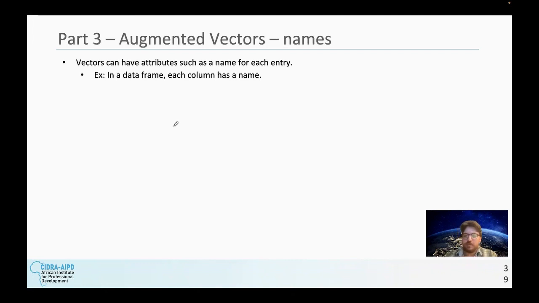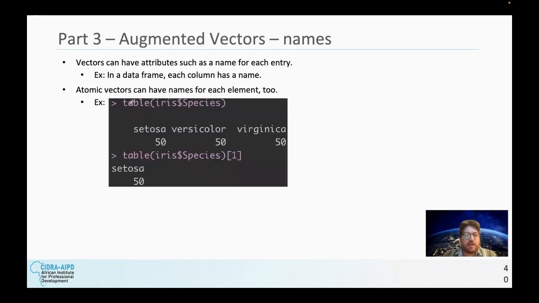A very common example of that would be the output of a table function. So say I ask for a table of the Species column of iris. Basically what it's going to do is count how many times each species appears in the iris data set. So each species appears 50 times, so we see 50, 50, 50. But so that we know which species each number belongs to, each number has a name. Each element of this vector has a name. So these are the names of this vector. A named vector behaves just like any other atomic vector, so we can perform mathematical operations with it. We can ask for the first element. So here I'm asking for the first element of this named vector, and it gives me the first element.